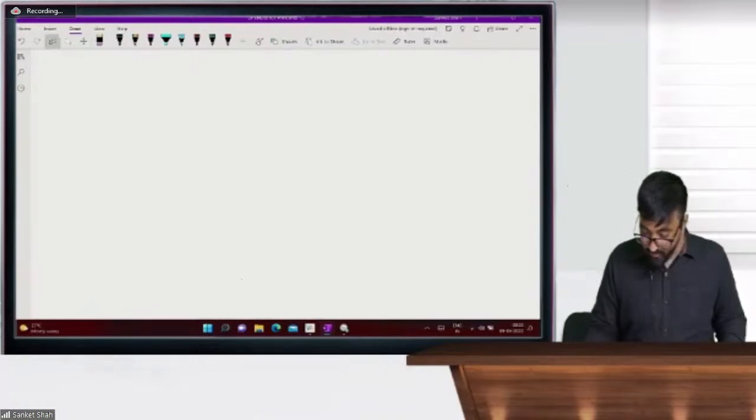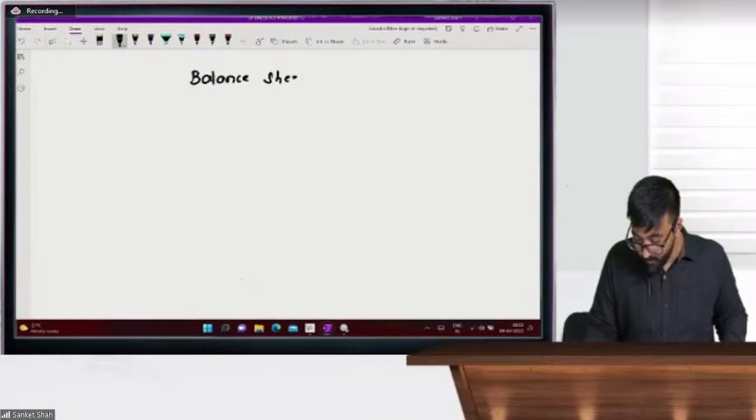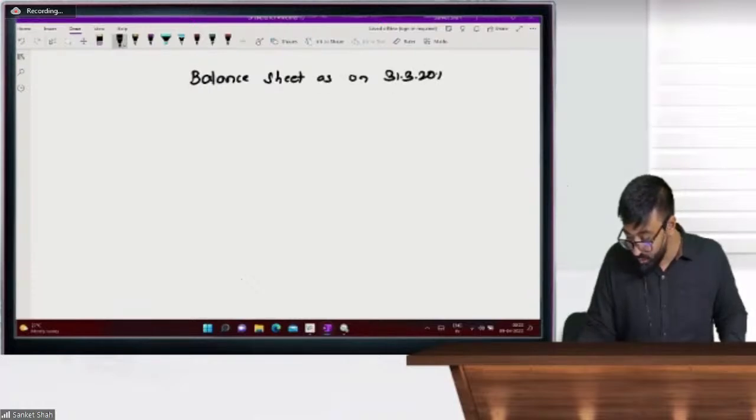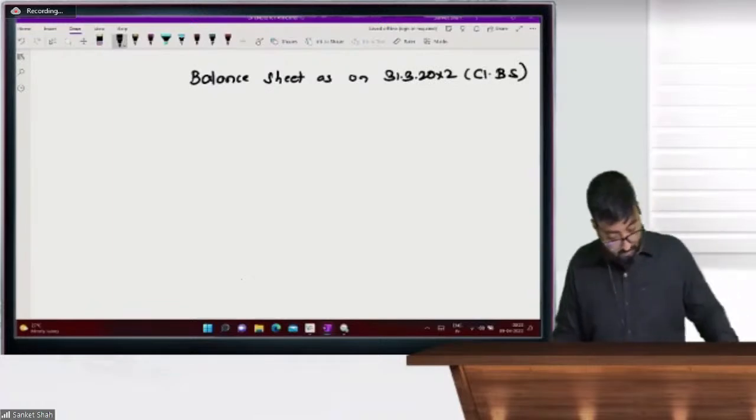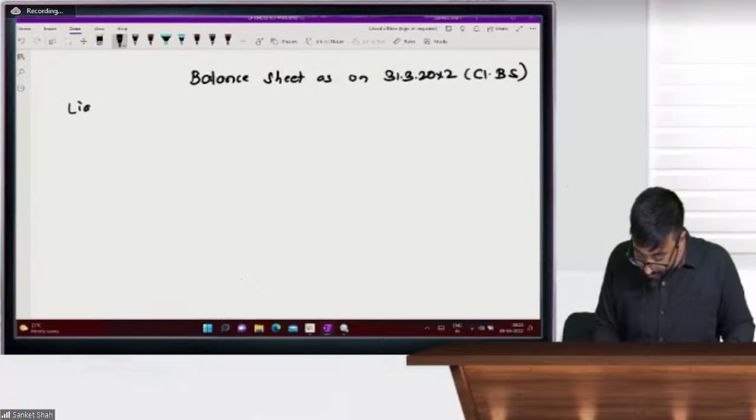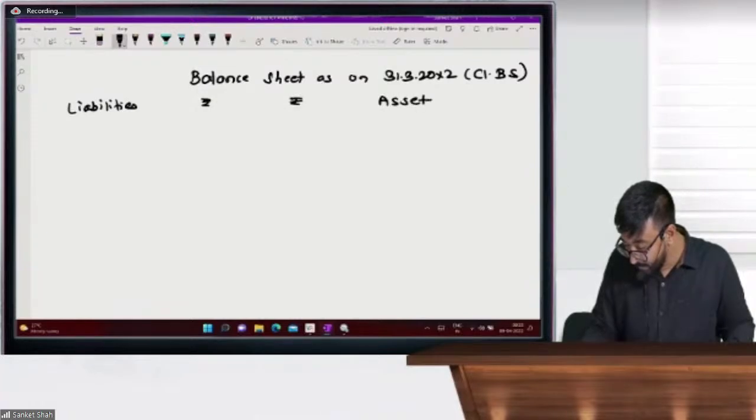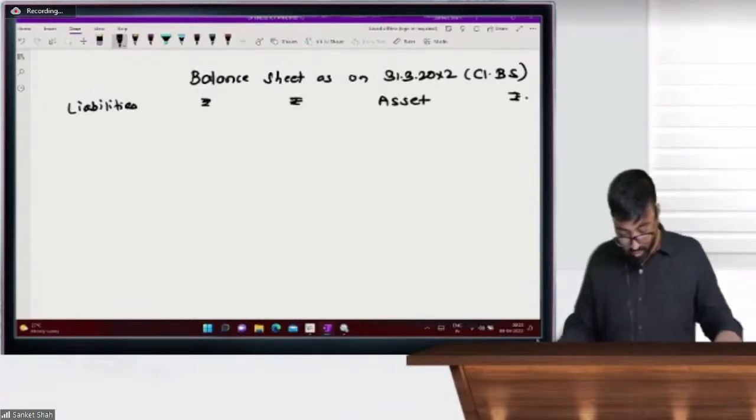Then balance sheet as on which date? 31st March 2002. Closing balance sheet. Liabilities, rupees. Assets, rupees.